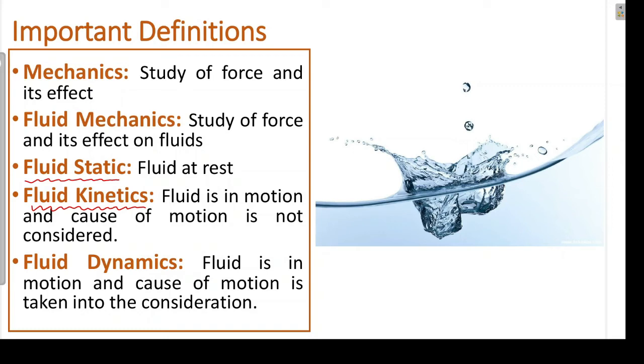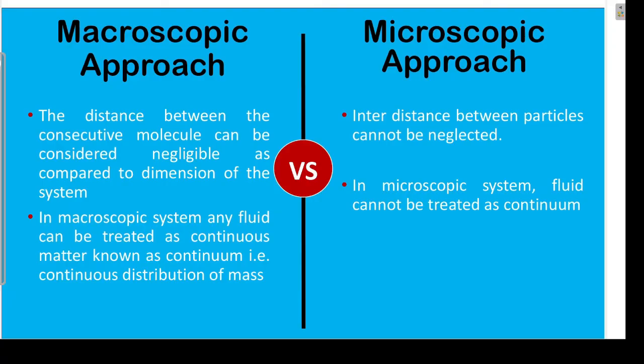While if we talk about fluid dynamics, again the fluid is in motion, but here we also take into consideration the cause of the motion. So whatever force or pressure difference is responsible also comes into the picture when we are dealing with fluid dynamics. Now when we do the analysis of the fluid, we have two approaches. One is called the macroscopic and the other is called the microscopic approach. So we need to learn what the difference between them is, and also we should know which one we are going to adopt for our analysis.